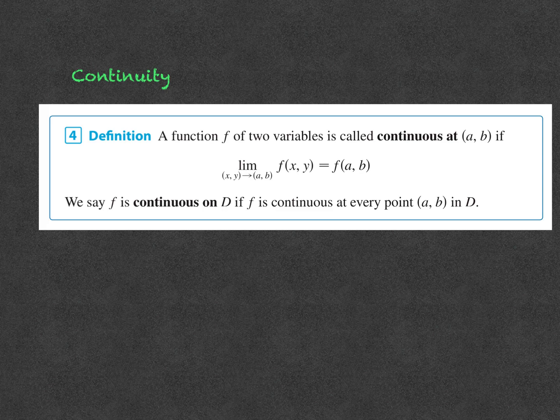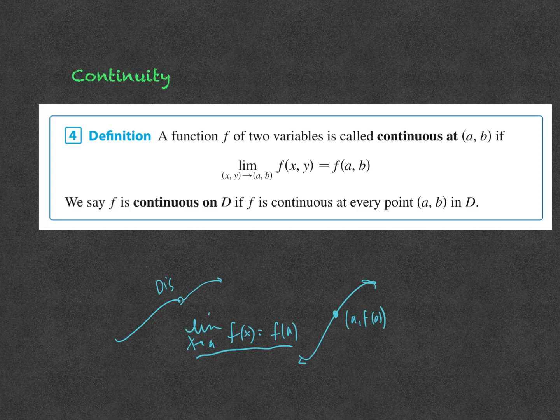So back in Calc 1, we would say that a function is continuous if there were no breaks, no holes. So this would be a discontinuity here. But if you could draw it with no breaks, no holes, it was continuous. And that was because the limit as x approaches a of f of x equals f of a. So the value has to equal the limit. And if you looked at it, it would be a graph, and this would be at the value a, f of a. So if the value is equal to the limit, then the graph is continuous if that's true over the entire interval. And that's what this same thing is saying.